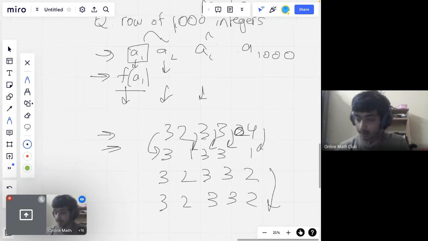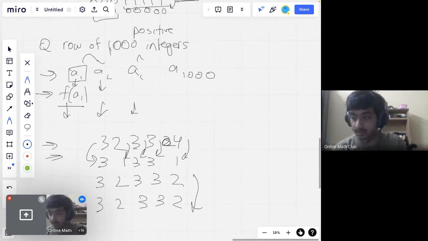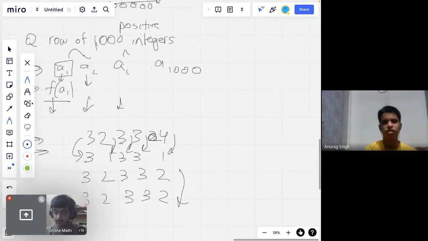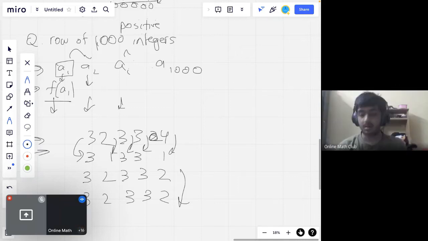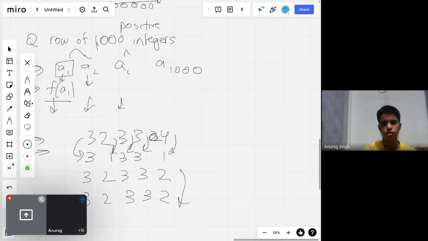Anurag, can you repeat what your idea was? Sorry, I didn't understand the question. I actually thought we had to prove for some row k it is equal to some row i, but this is not. It remains constant. Yes.